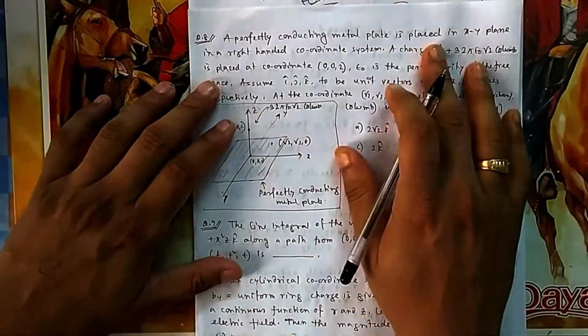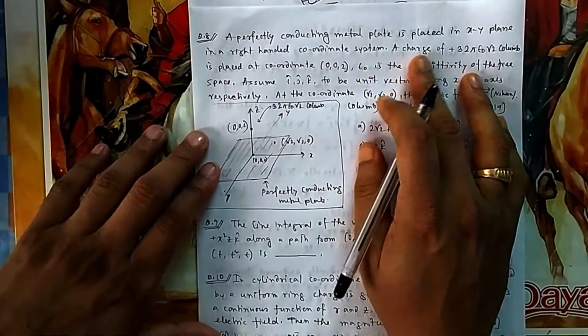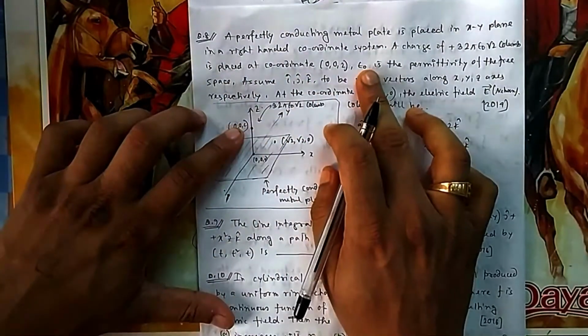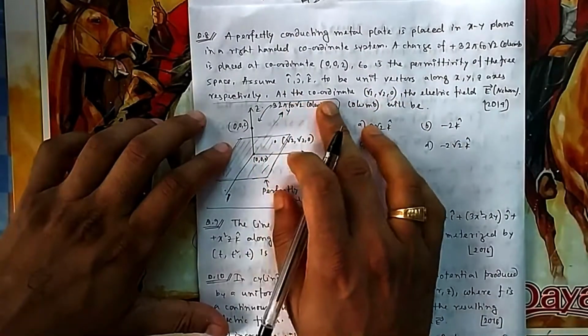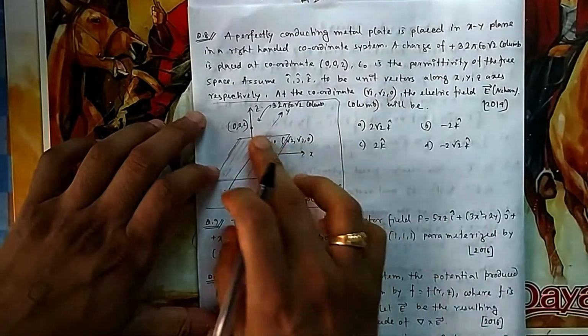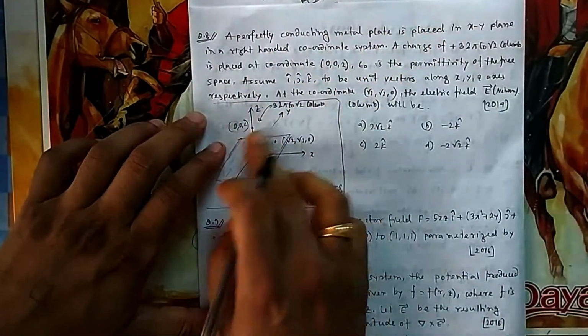Now if you come to question number 8, a perfectly conducting metal is placed in the xy plane in a right-handed coordinate system. The charge of this much coulomb is placed at the coordinate 0, 0, 2. E0 is the permittivity of free space. Assume i, j, k unit vectors x, y, z, then at the coordinate root 2, root 2, 0 means on that surface, that perfect conductor plane that you have placed in the xy plane.